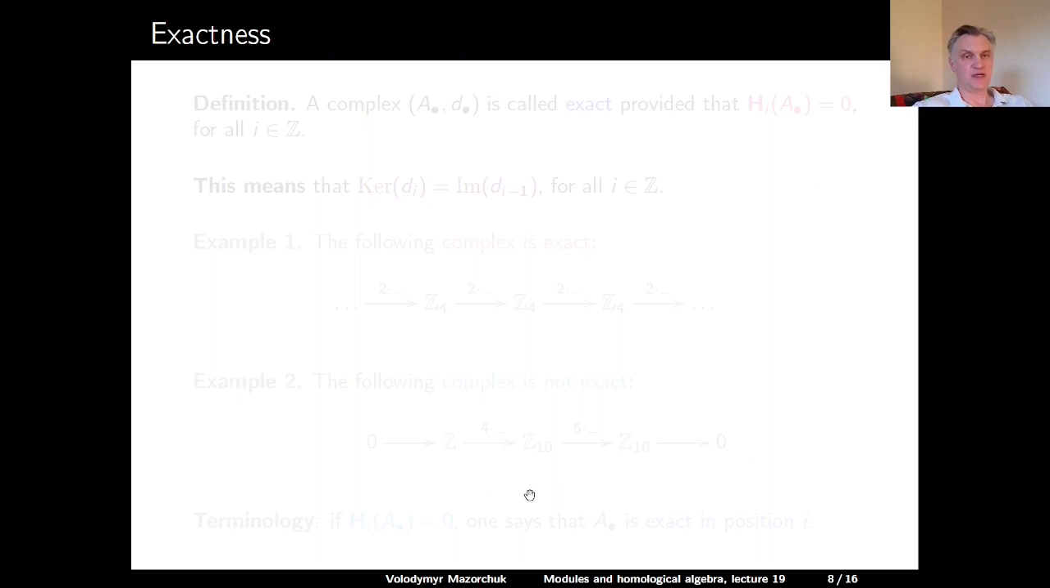Now let us talk about exact complexes. Definition: a complex A is called exact, provided that all homology groups in A are 0.